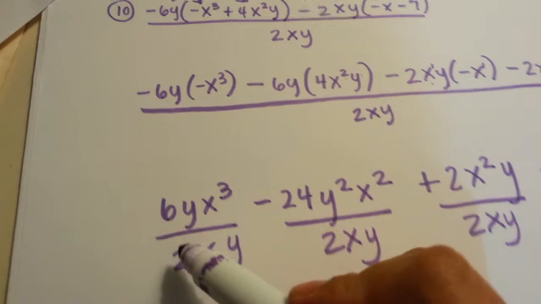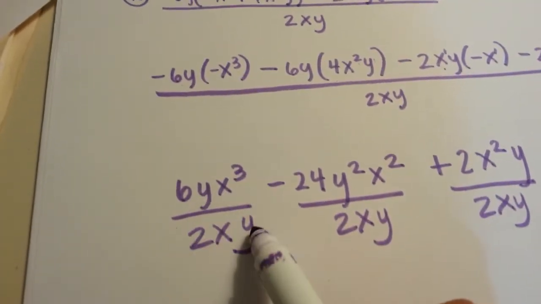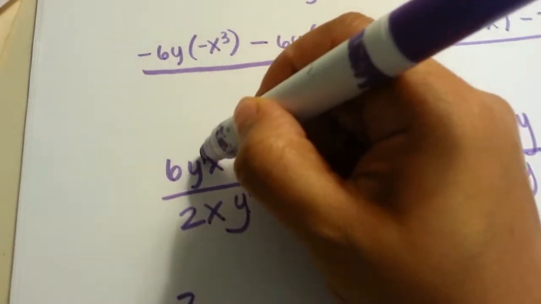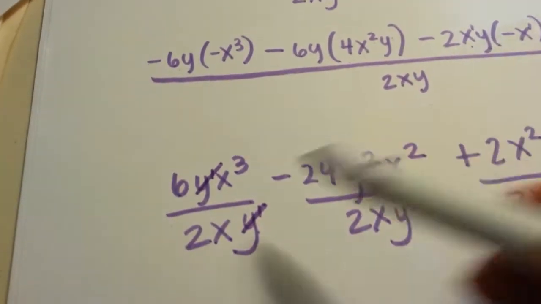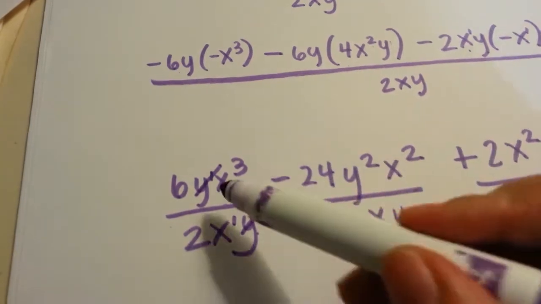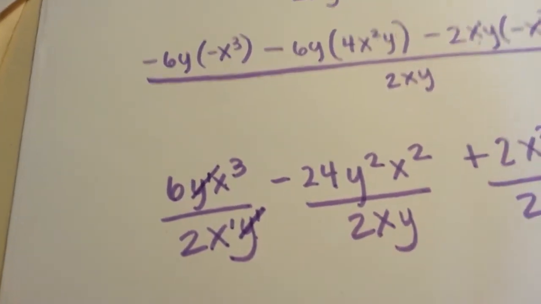Now you divide the numbers. What's 6 divided by 2? 3. Y over y. Well, you have to subtract the exponents. So what's 1 minus 1? 0. So the y's are gone. X to the third, x. This is a 1. So what's 3 minus 1? 2. So you have x squared.